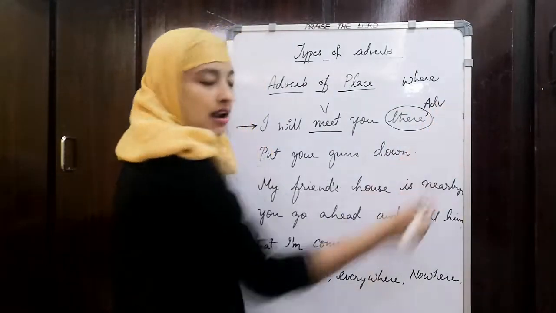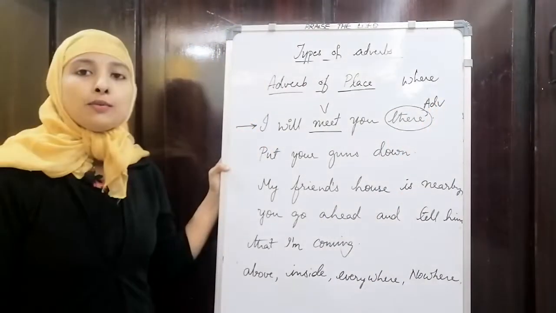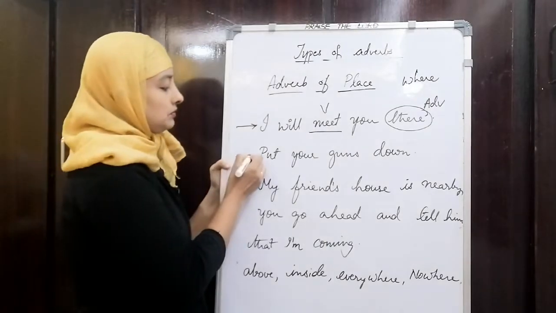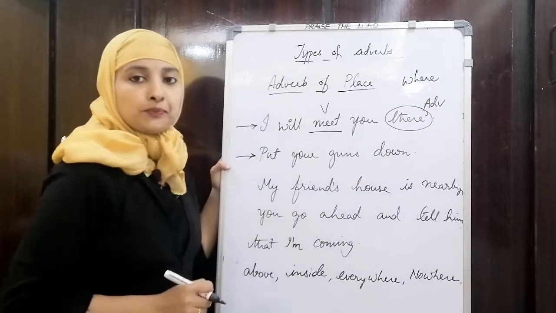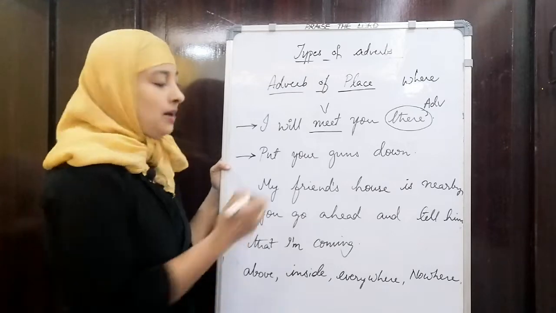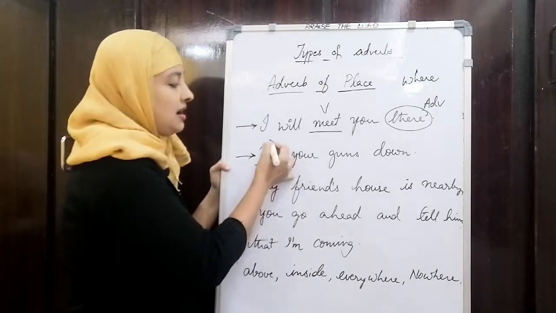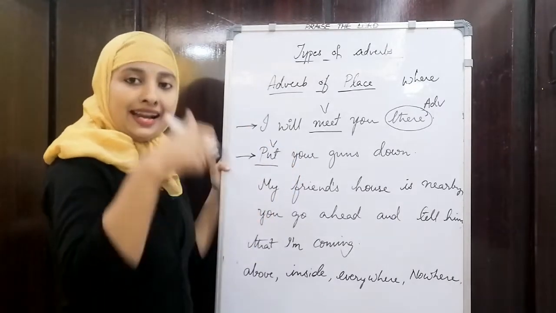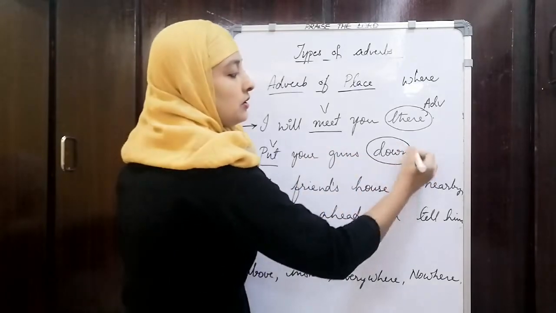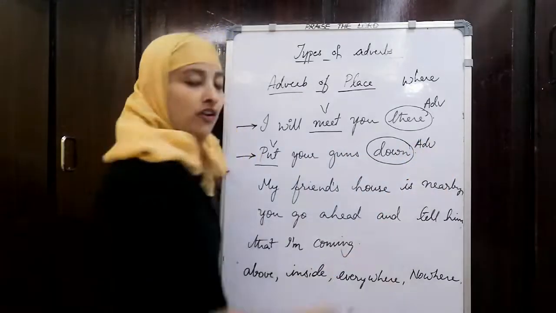So this is your adverb. So that will become adverb of place. Like, put your guns down. What is the verb? Putting. Okay. Put your guns where? Down. So this is the adverb of place.